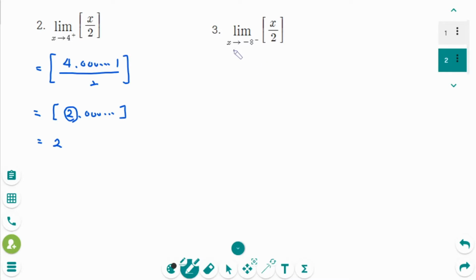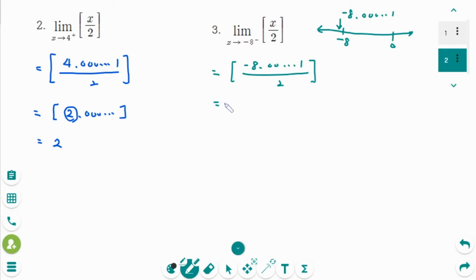This is the next question. The limit as x approaches minus 8 from the left side. So use the number line, 0, minus 8. So minus 8 from the left side is a little bit less than minus 8. So minus 8.0000001. So this means minus 8.0000001 divided by 2 is minus 4.00001. So this number is negative. Take one number less than the integer part, which is minus 5.